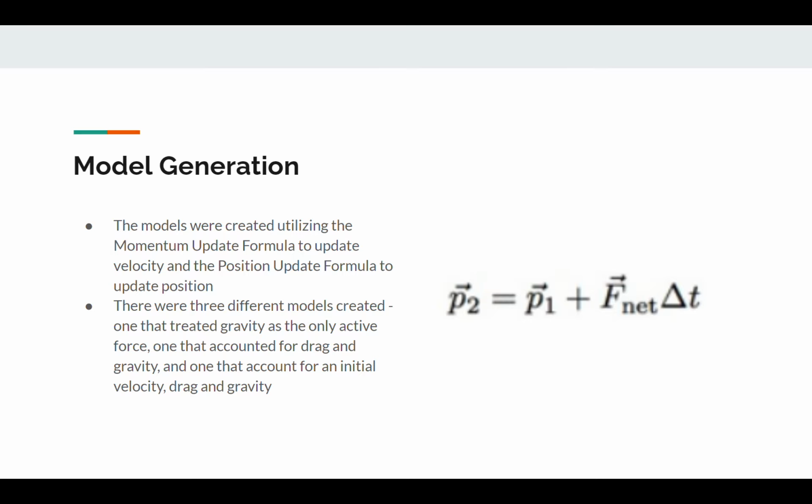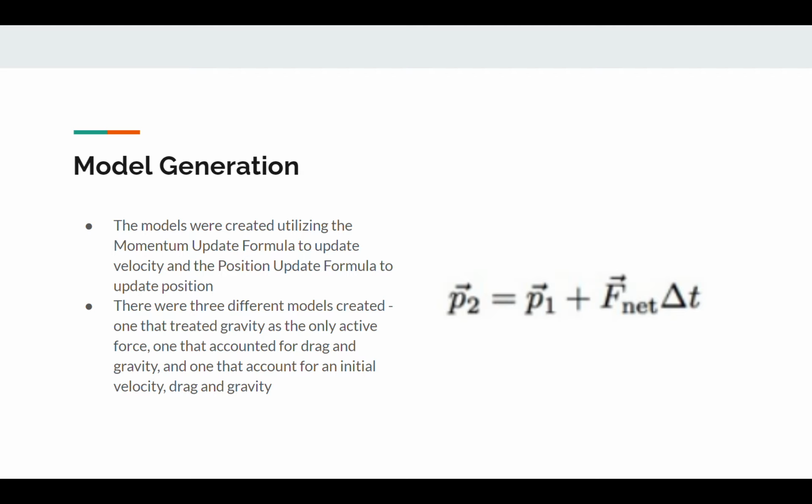So the first model we used utilized just gravity, or mg. The mass of the paper was found to be 5 grams, multiplied by negative 9.8. So we found our force of gravity. Then we divided that by the mass in order to find the update in velocity each time. So the model updated velocity as it went with that acceleration, and as it updated velocity using the momentum update formula, it also updated position using the position update formula in order to estimate the position of the paper.